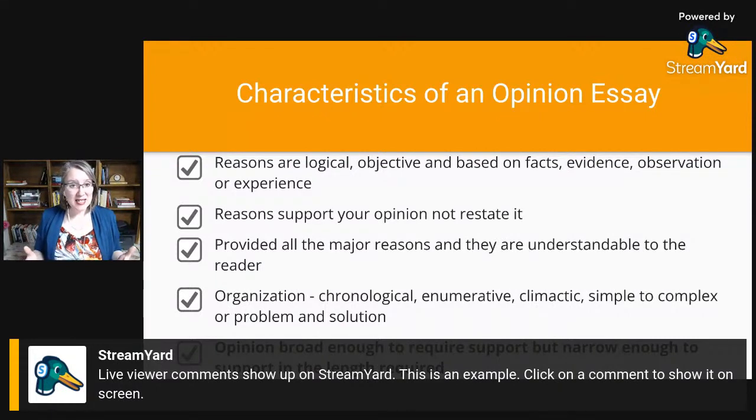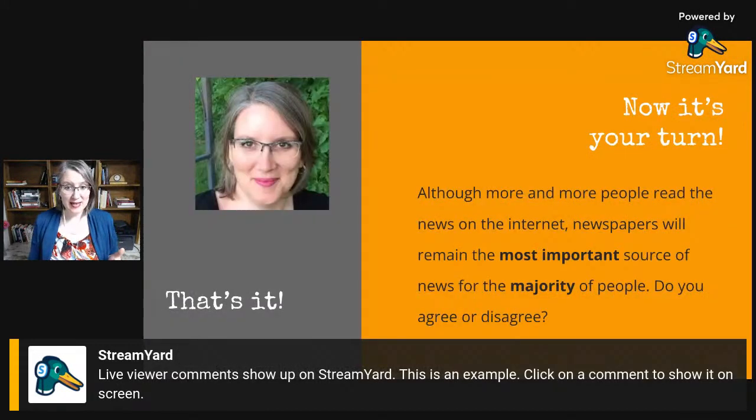And organization, we have a couple of organizational choices: chronological, enumerative, climactic, simple to complex, or problem and solution. These are all characteristics of an opinion essay. So now it's your turn.